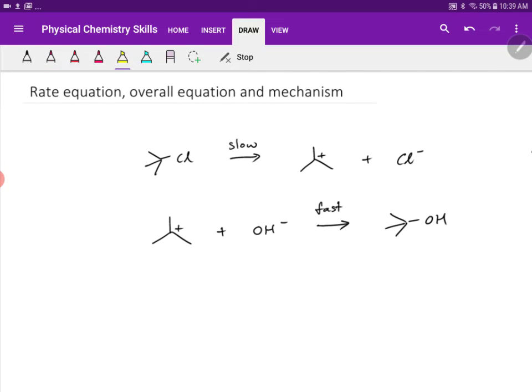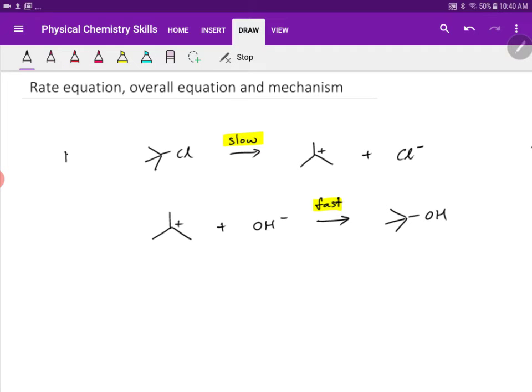Like every reaction with more than one step, we always have a slow step, and every other step connected to it, it could have five other steps, they are all considered fast. The slowest step is the one that actually determines the rate. So the slow step is what we call the rate determining step. Every other fast step is not important; what is important is the slow step.